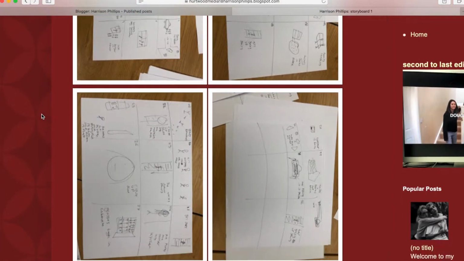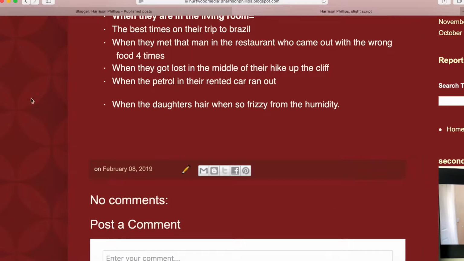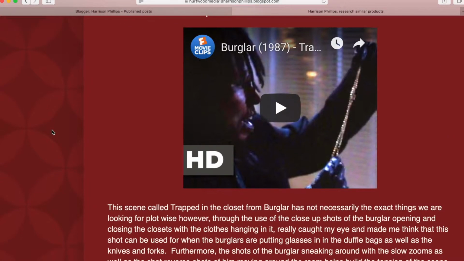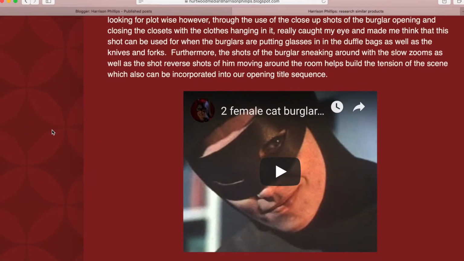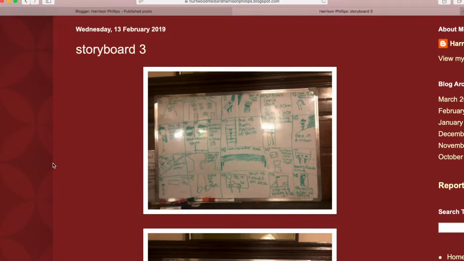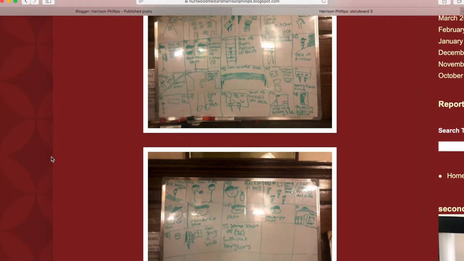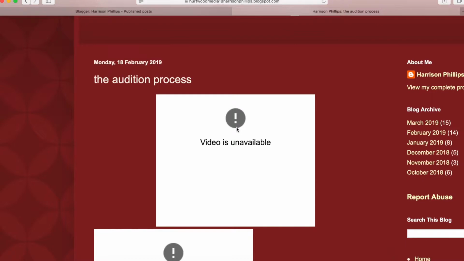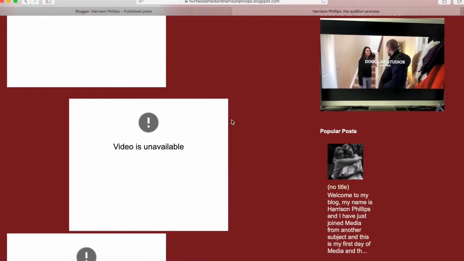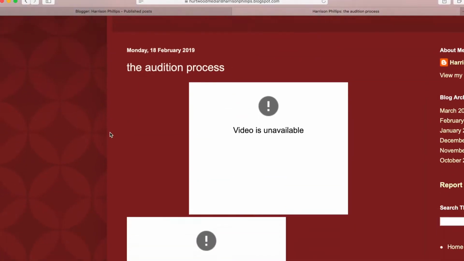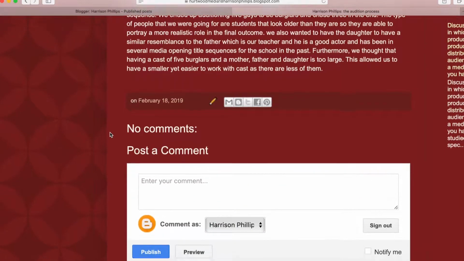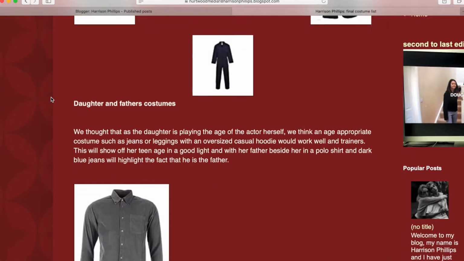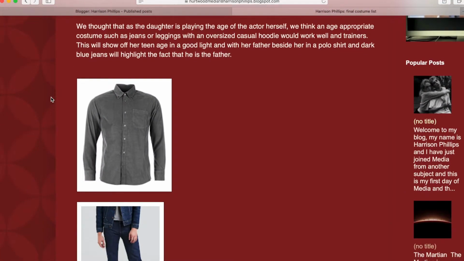After coming up with a new plan for the burglary idea, we decided to do a rough storyboard for our idea so we all could visualise it. We created a site script and looked at similar products to our media opening title sequence. We then decided to do a big storyboard on a whiteboard so we were able to edit and change things if necessary. We then auditioned Georgia McLennan, who is playing the role of the daughter, and we also auditioned 5 different burglars. We then came up with costume ideas and looked at images off the internet to decide what the father, mother, daughter, and burglars would wear.